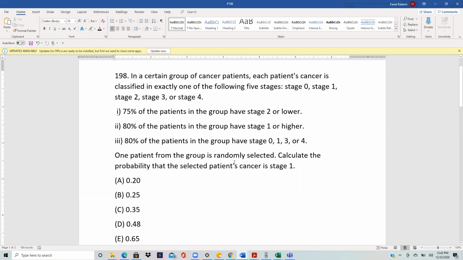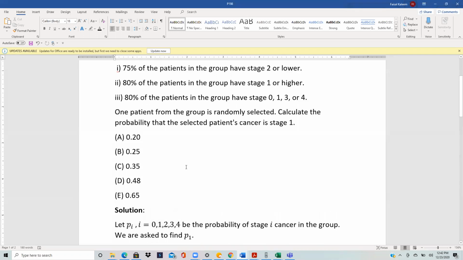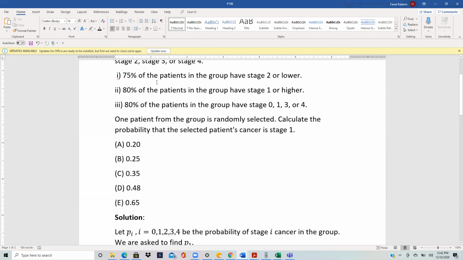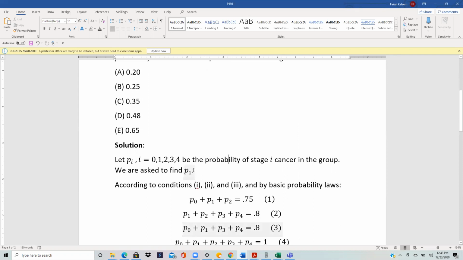So let P naught, P1, and so on be the probability of somebody being in each stage. P naught for stage 0, P1 for stage 1, and so on. Now let's use these conditions. We have to find the probability of stage 1 cancer, so it means we have to find P1.